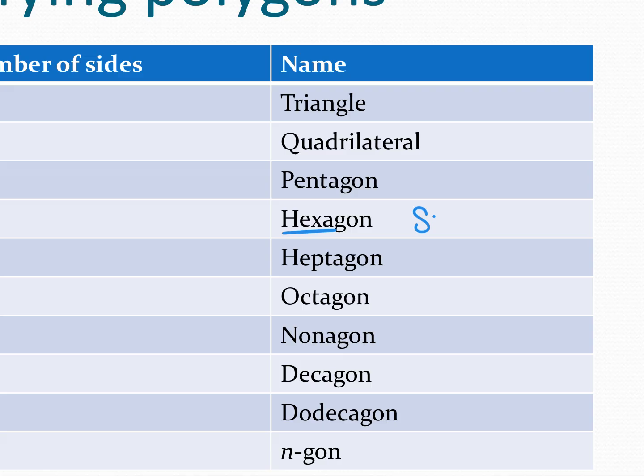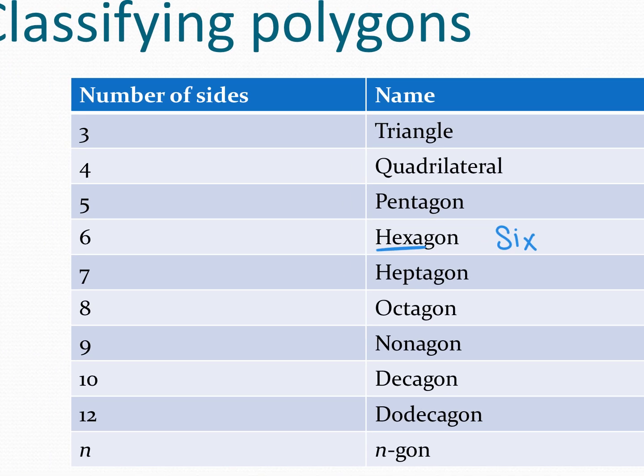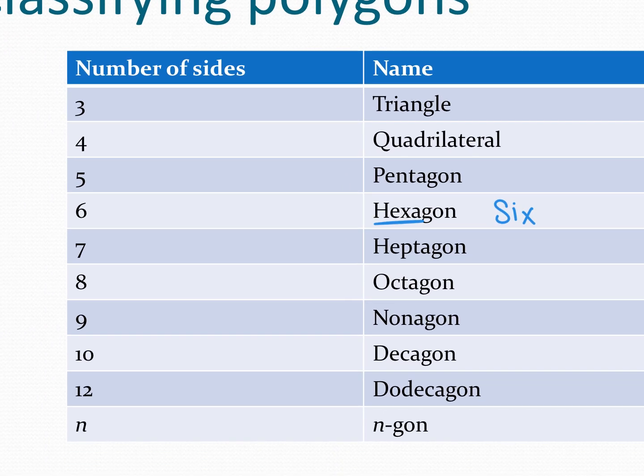Hexagon, think of the word 6. S-I-X, they both have an X in it, so think of 6 sides. Heptagon, you just have to know how to spell heptagon. I know that heptagon is something with 7 sides. Octagon, that one should be easy. An octopus has 8 tentacles, so 8 sides is an octagon.